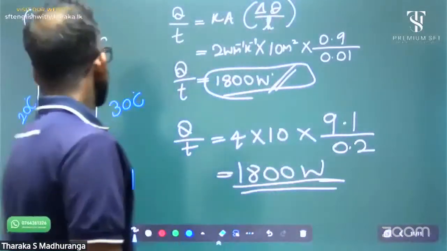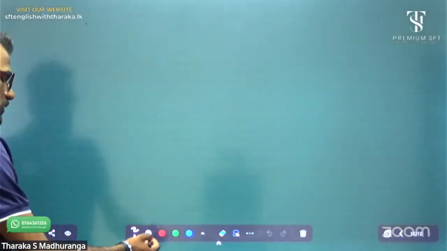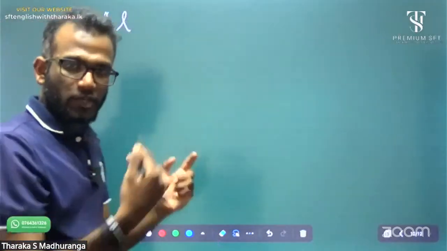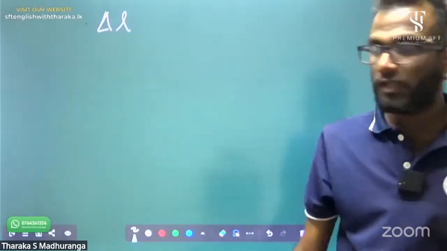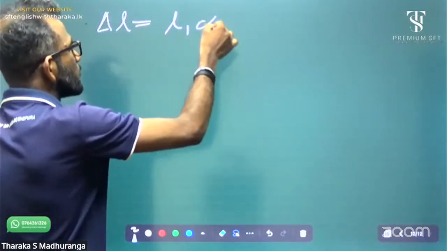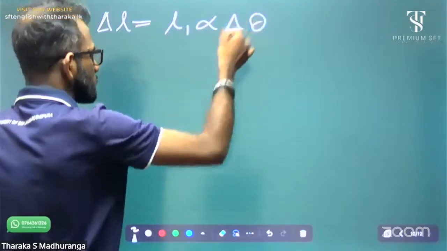Now, linear expansion, delta L. I'm not going to explain theory. We already discussed it. Delta L equals L1 alpha delta theta.